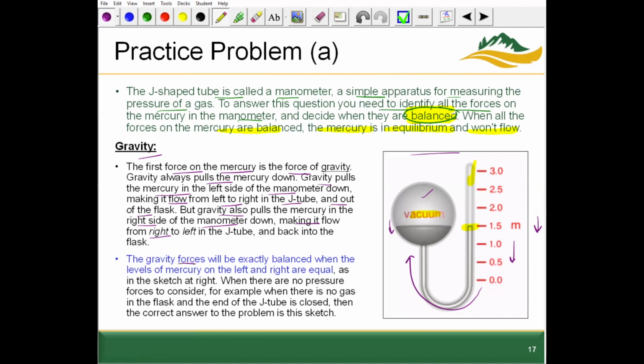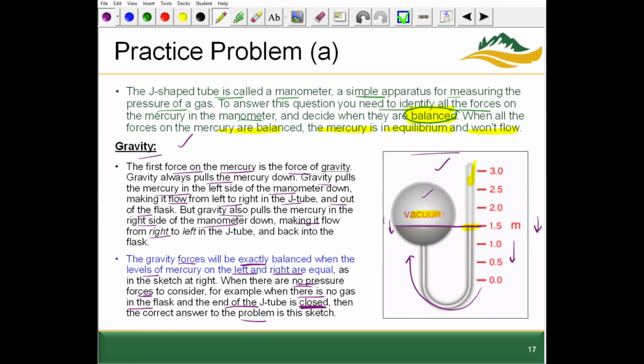The gravity forces will be exactly balanced when the levels of mercury on the left and the right are equal. When this level and this level are equal, then our gravity forces are perfectly balanced on the left-hand side and the right-hand side. When there are no pressure forces to consider, for example, when there is no gas in the flask and the end of the J-tube is closed, then the correct answer to this problem is here.